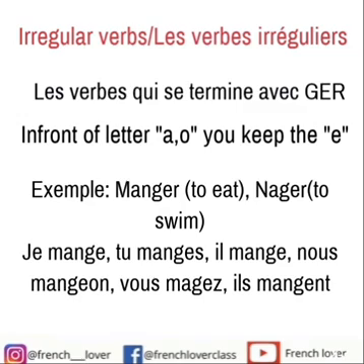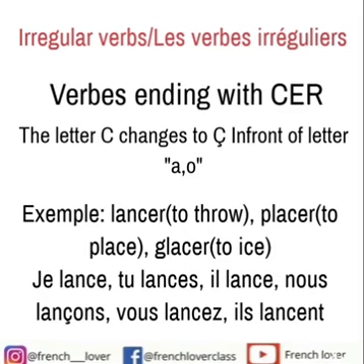The next irregularity is verbs ending with C-E-R. For verbs ending with C-E-R, it's simple. The C changes to a C with a cedilla, that little tail on the C, la cédille. So the C changes to a Ç in front of letter A and letter O.